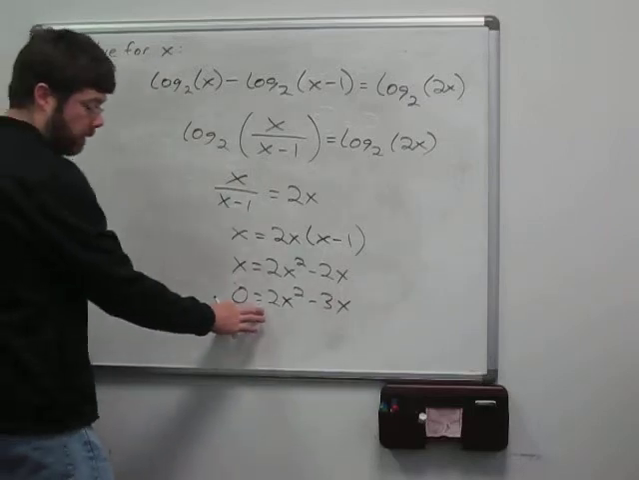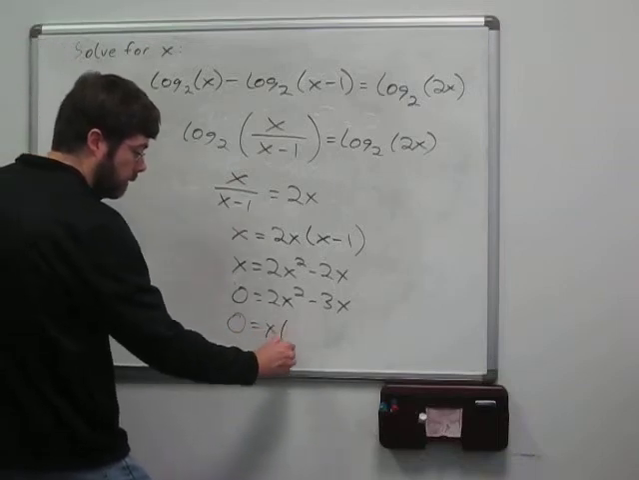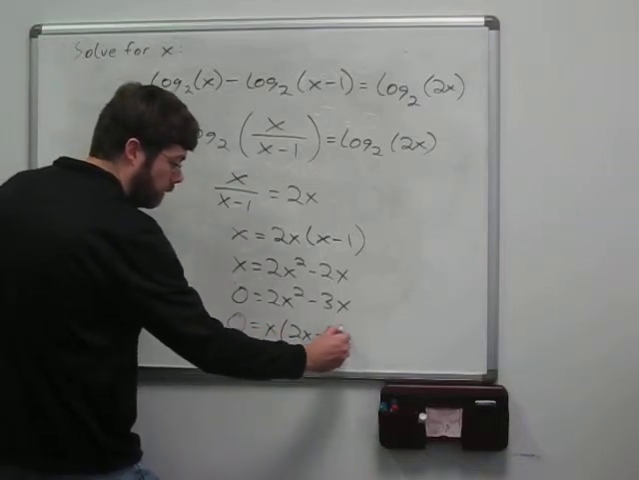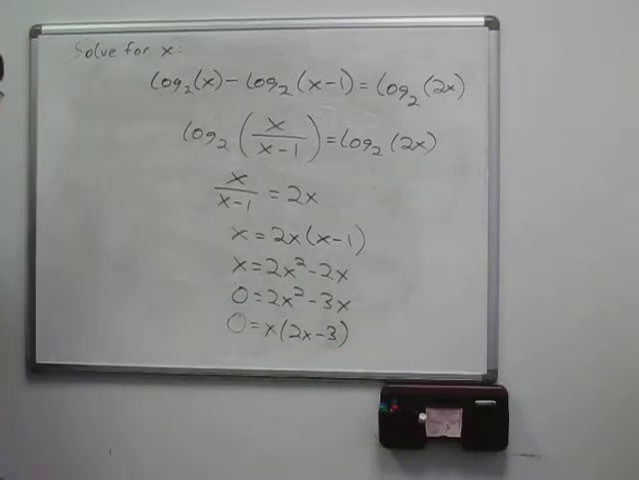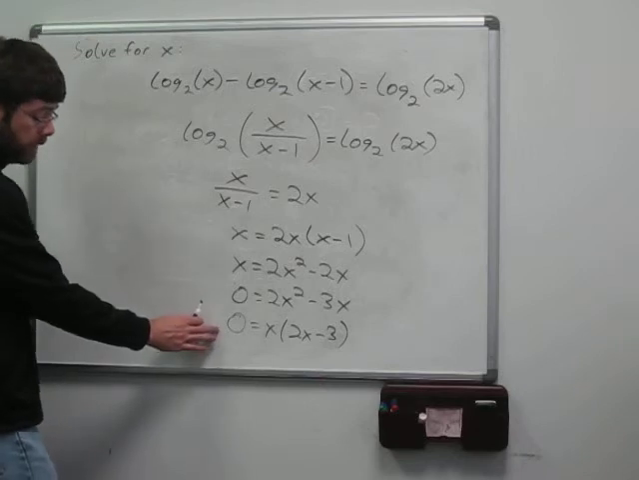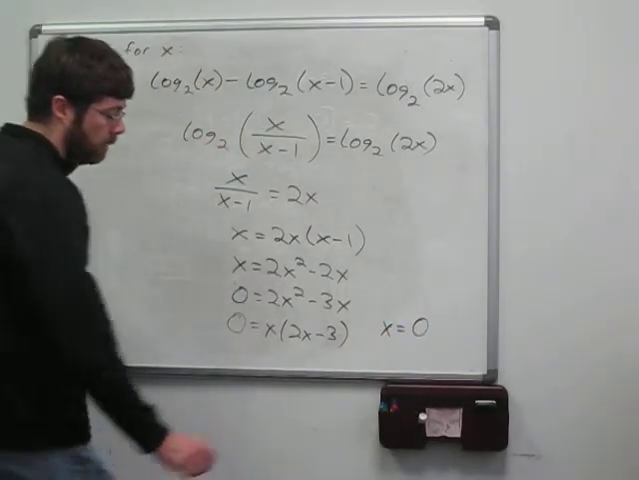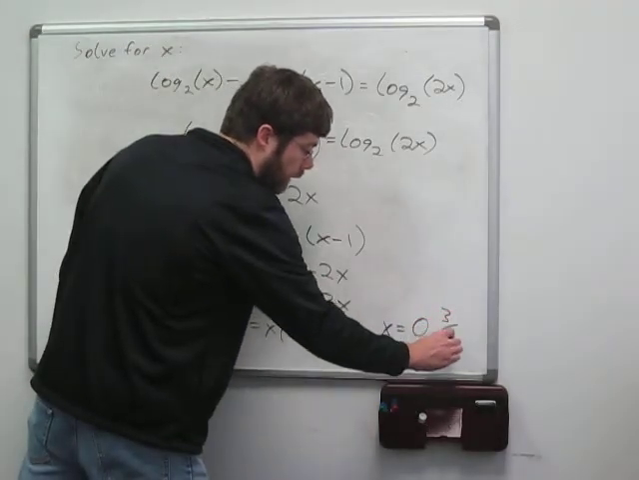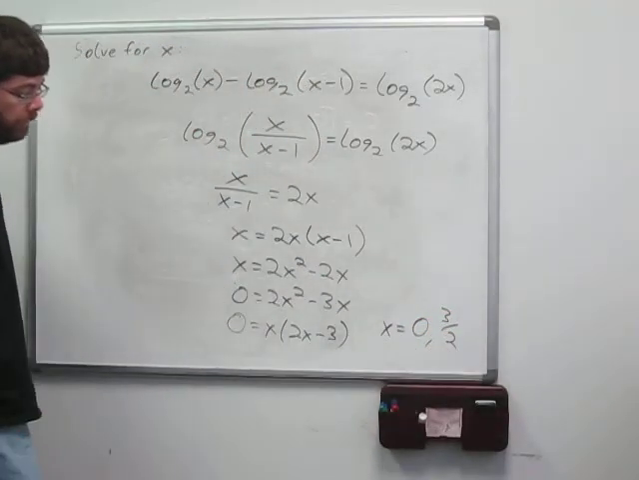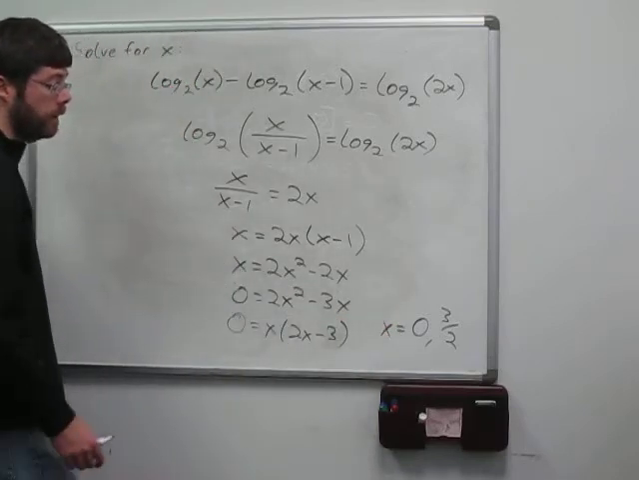This quadratic is factorable, right? We can take out an x, and we get x times 2x minus 3. The solutions to this equation are 0 and 3/2. Right? But again, we have to check that these x values are in the domain of our logarithms.